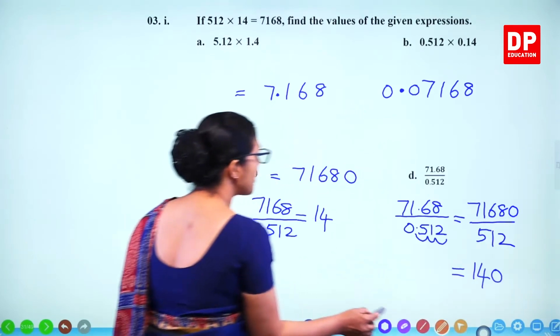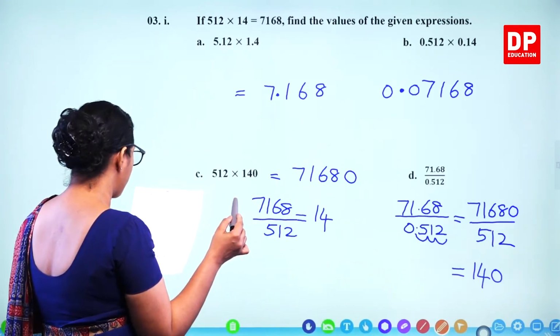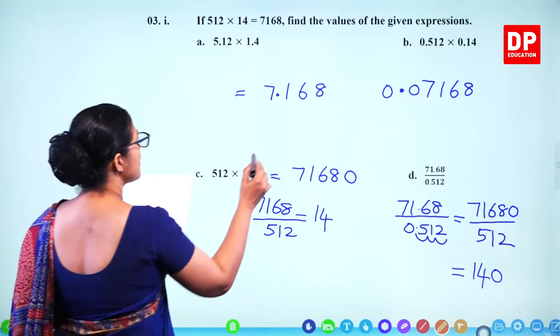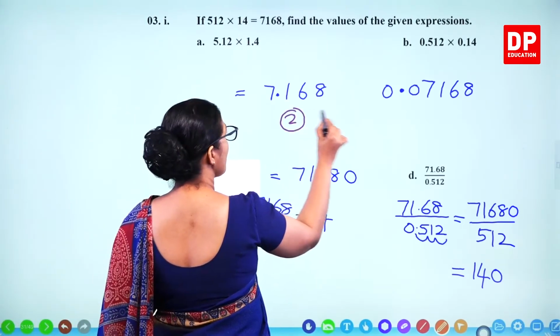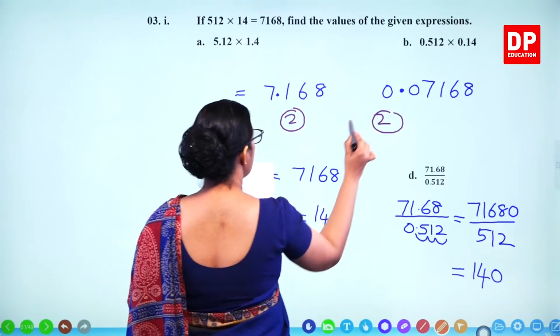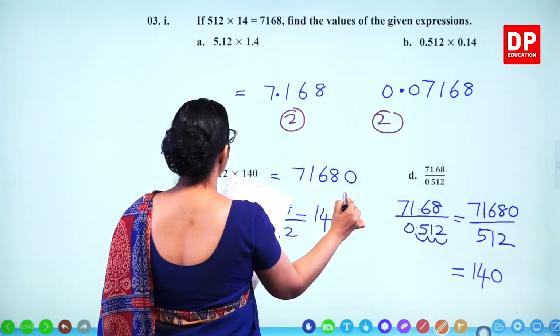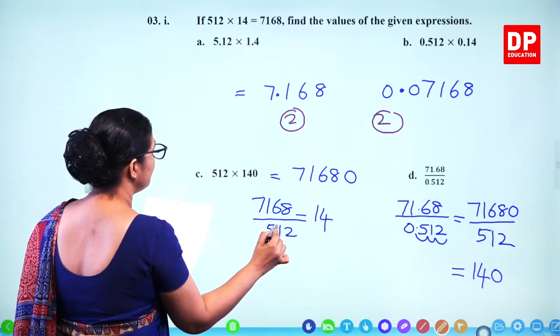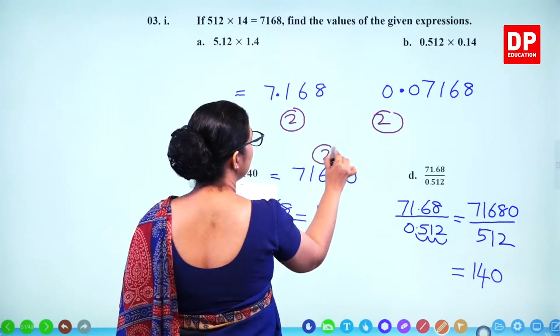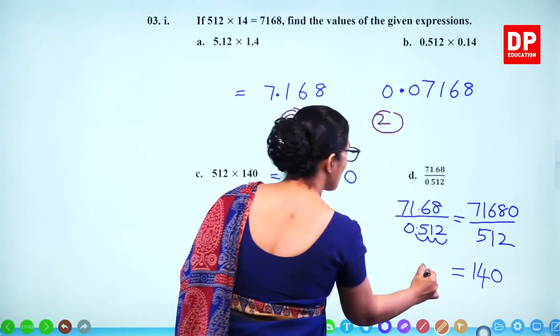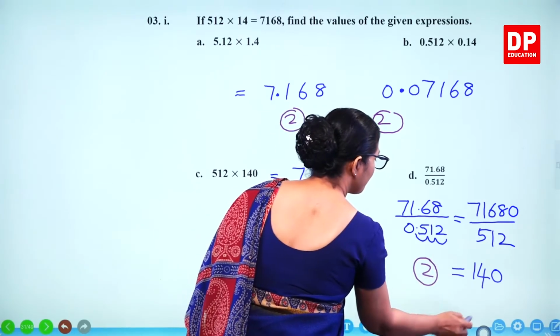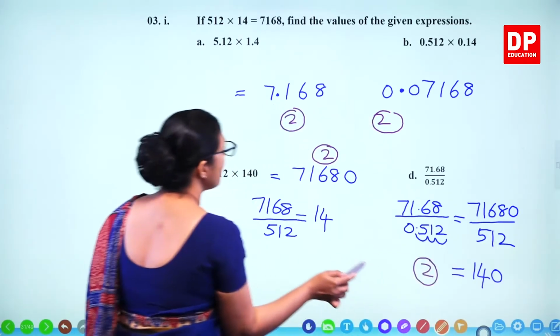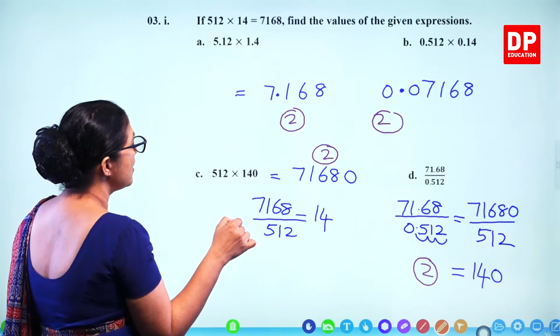So let's give marks. 2 marks here. 2 marks. 2 marks for this one. And for this answer, 2 marks. So altogether 8.